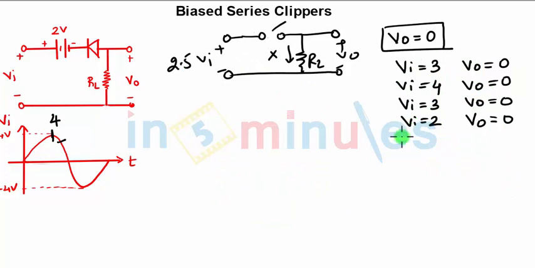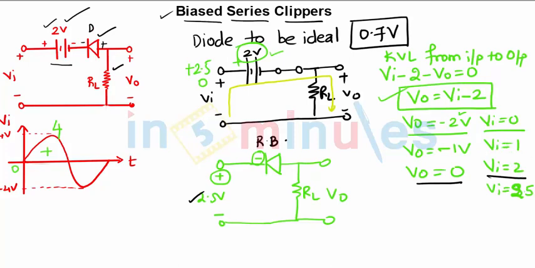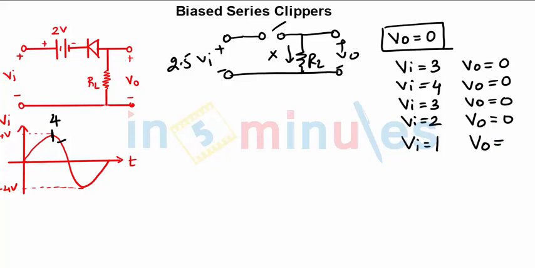Then after that your VI will become 1 volt. So you'll get VO as shown in the previous case. For VI of minus 1 you are getting output as minus 1 volt. So you'll get it as minus 1 volt in this case. This is how we are finding the output.